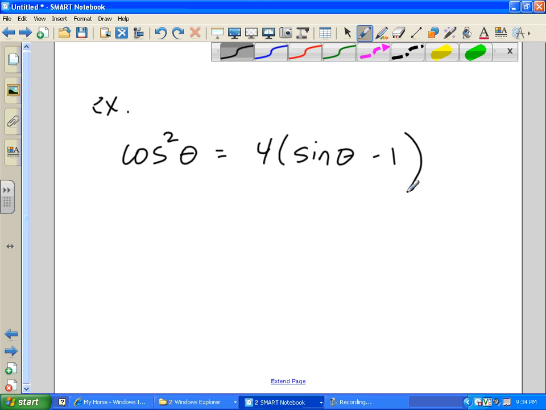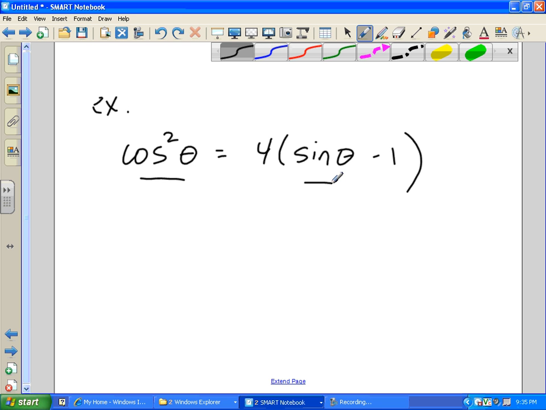Okay, so if we look at this, we see it does have a quadratic feel to it. You've got a cosine squared, but we have a big issue. And this big issue is that this has a cosine squared and a sine, and that creates a problem with solving it. If I only have cosines or only have sines, even if they are squared, we've talked about how we could set them all to 0 and factor them. So we've got a problem with this.